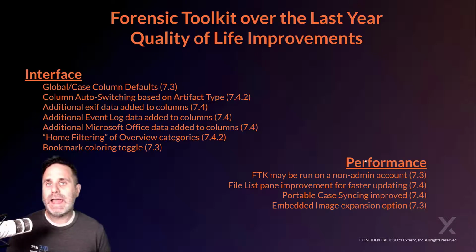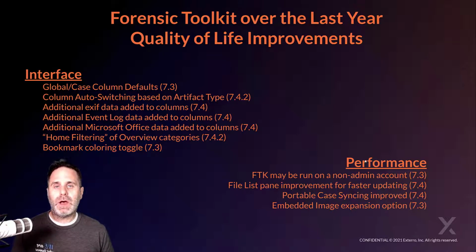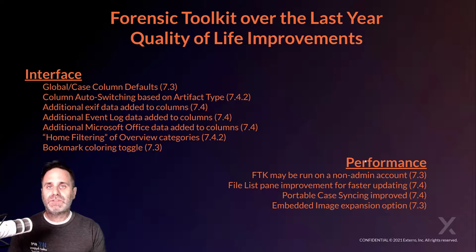In addition to that, we've also added column auto switching. So if you're looking at Microsoft Office documents, say on the overview tab, the column set will change to the Microsoft Office documents column set to display that information. Then when you switch to something else like graphics, it will switch to a more graphics centered column set so that you don't have to do that manually.